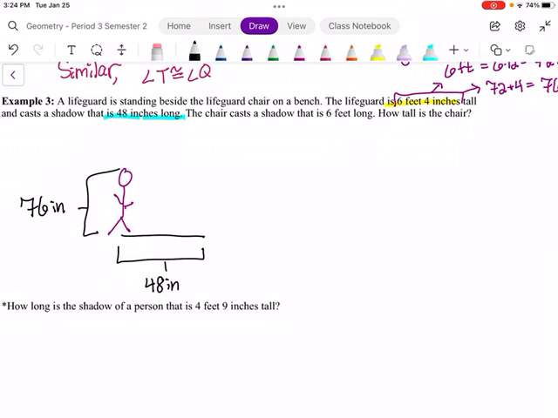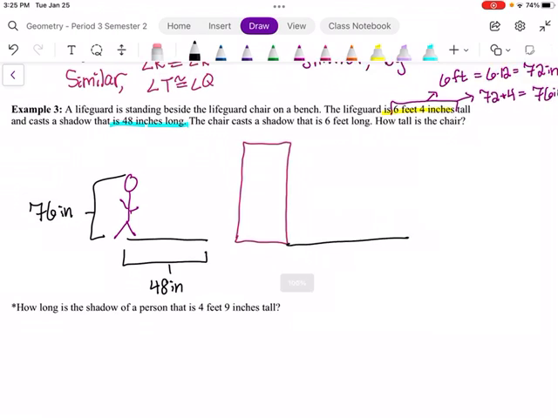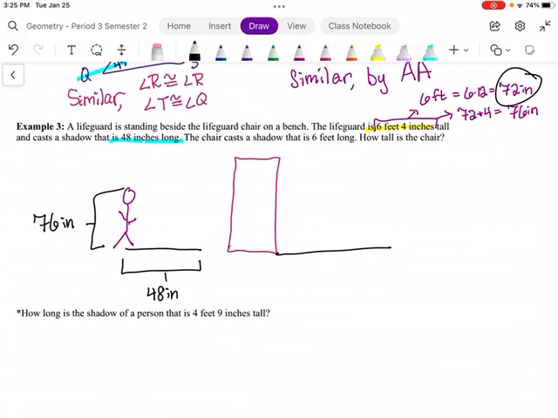Next, there's also a chair at the beach that the lifeguard is standing next to. So here's the chair. Their lifeguard chairs are always really tall so they can see far out on the water. And this chair, we don't know how tall it is, but we know that it casts a shadow that is 6 feet long, which we already figured out was 72 inches. So I'm just going to write that in inches right away. They want us to figure out how tall this chair is.